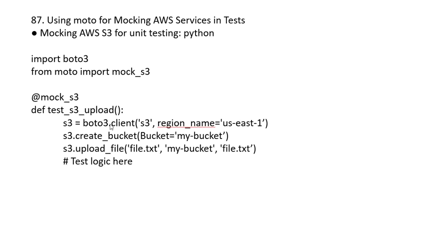s3 is equal to boto3.client('s3', region_name='us-east-1'), and s3.create_bucket(Bucket='my-bucket'), and s3.upload_file('file.txt', 'my-bucket', 'file.txt'), close. This is a test logic here.